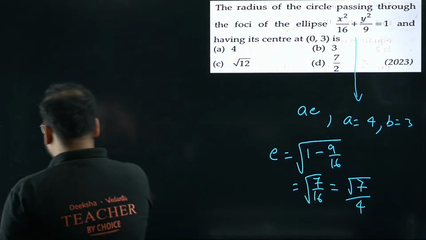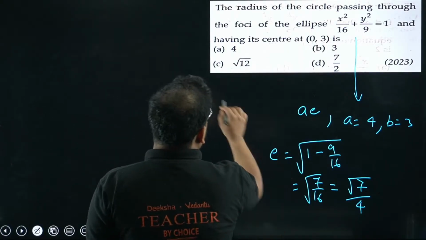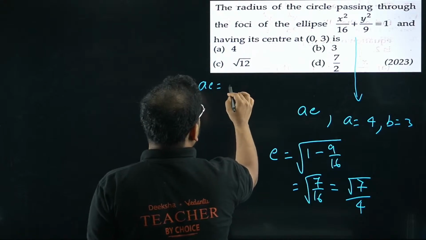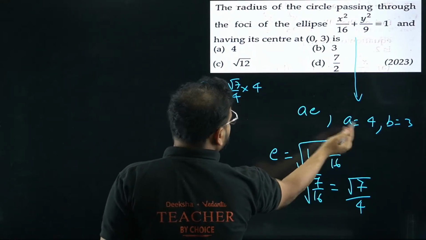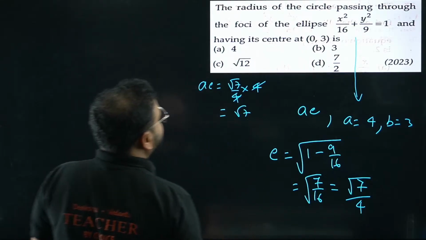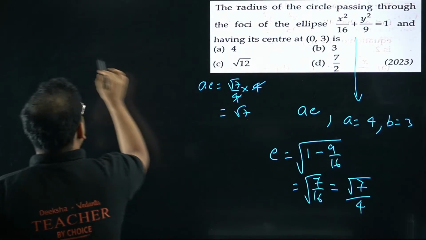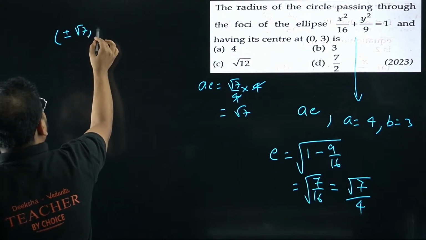Alright, root 7 by 4 we have. This is my value of e. So what is the value of ae? My ae value will become root 7 by 4 into a, which is 4. Cancel, I get this as root 7. So foci is given, and I have the foci as both possibilities, plus minus root 7 comma 0.